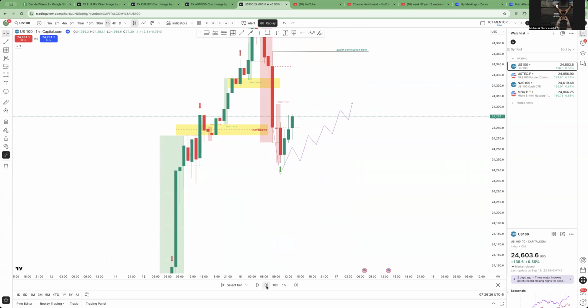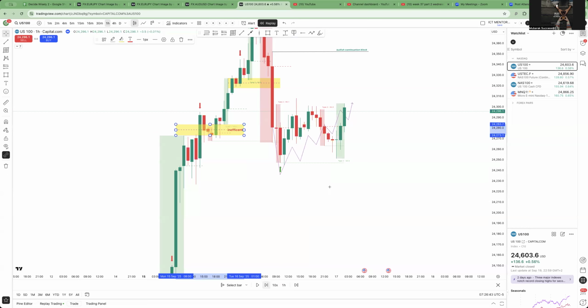So I'm waiting for my expansion. Nothing yet. Nothing yet. See how price is being held inside this area that I felt is inefficient. Nothing is happening. Okay. There we go. This inefficiency is filled.